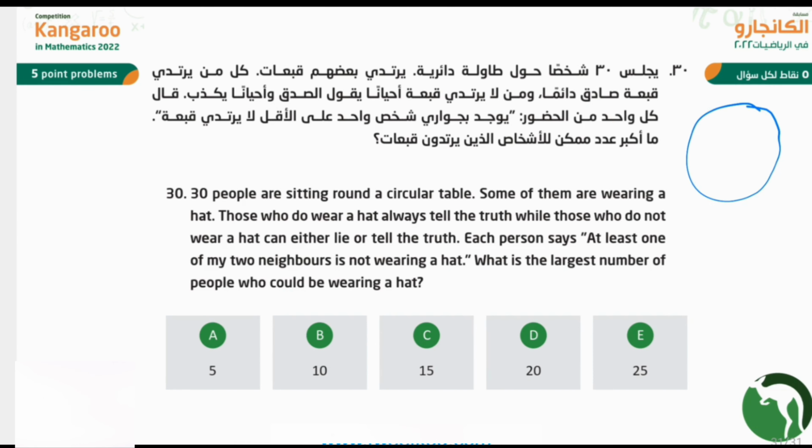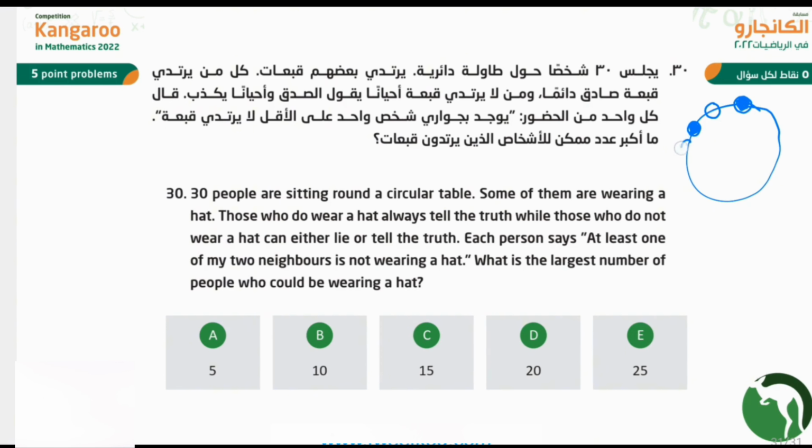Let's assume that this is our circular table, and we will have at first a person who is wearing a hat. Now this person will say at least one of his neighbors is not wearing a hat, and this one is always telling the truth because he is wearing a hat, so we will put here a person who is not wearing a hat. Okay, now we will have another. If we have another person here wearing a hat, now this one is telling the truth also, saying that at least one of his neighbors is not wearing a hat. Now this one may tell the truth or not, so it's not important.